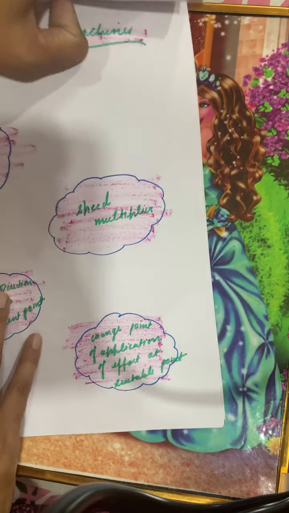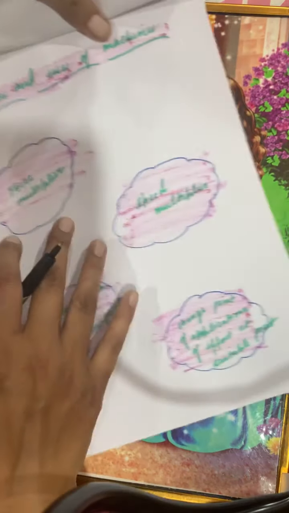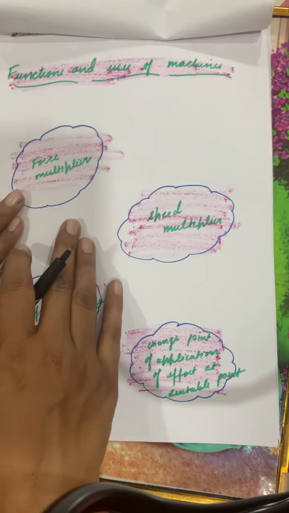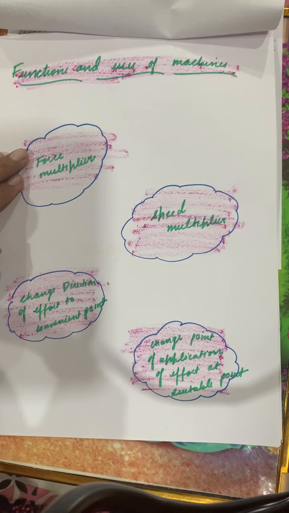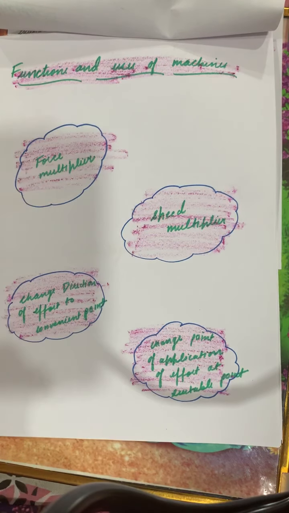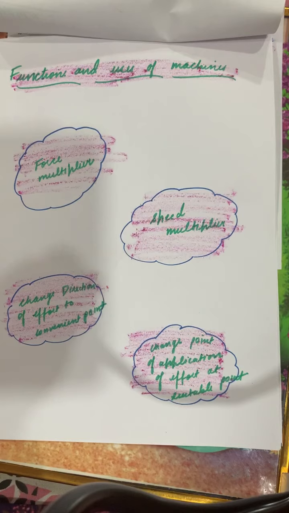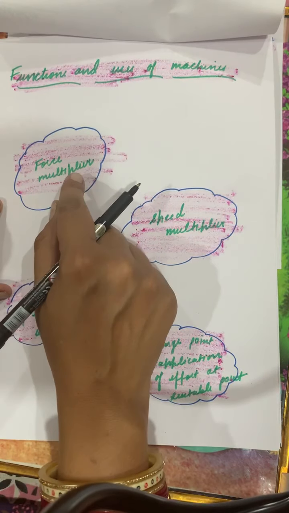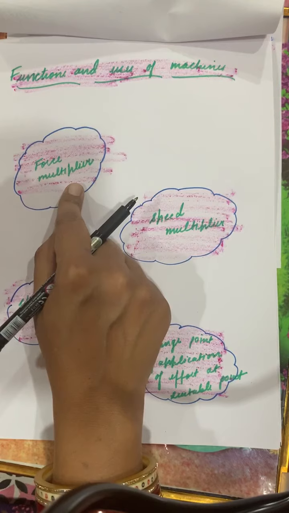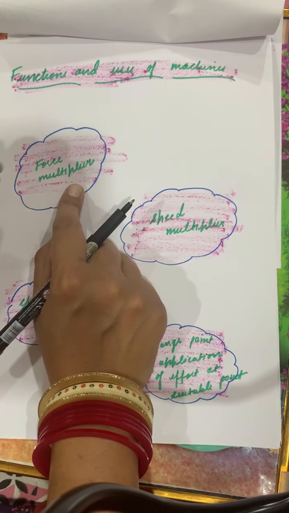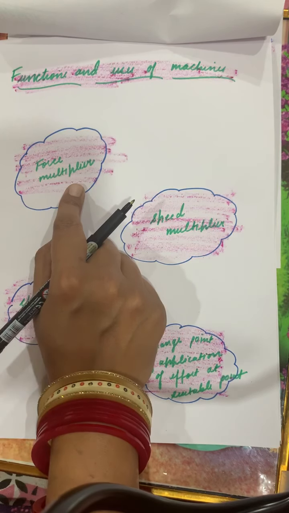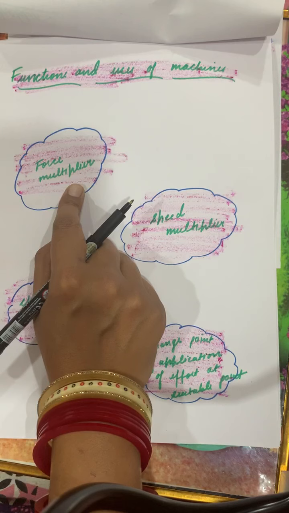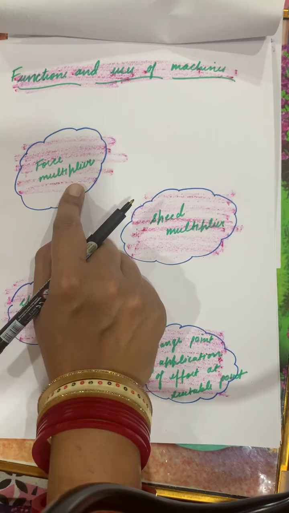I am going to start with the first one, that is, machines act as force multipliers. See students, as the word depicts, force multiplier machines are devices that reduce the amount of force necessary to move an object. We are able to lift a heavy load by applying less effort. The load is more, but the effort that we apply is lesser. Like, I will say, a jack. A jack is used to lift a very heavy car.